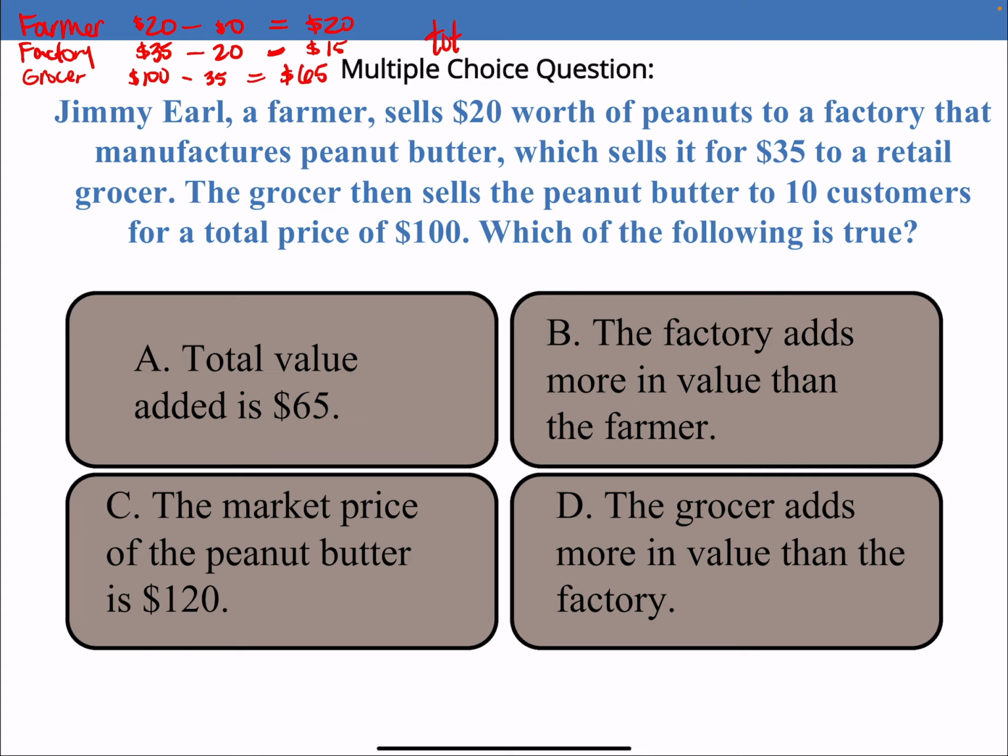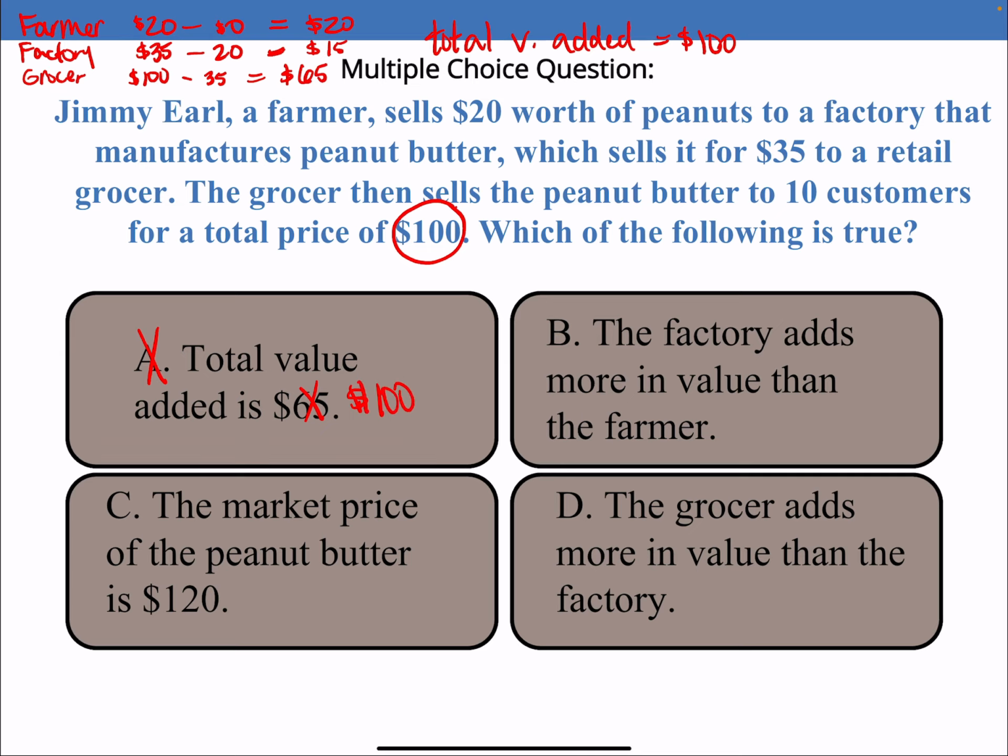My total then, value added, I'm going to go ahead and calculate that just in case I need to know it. 65 plus 15, so that's $70, $80, $100. Again, I told you it would match the retail price in the final stage because there was no cost in stage 1, and it did. So A says the total value added is 65. Well, that is not correct. Our total value added was 100.